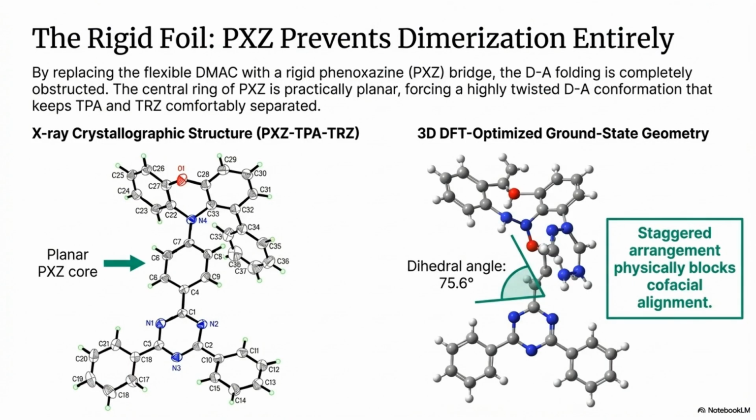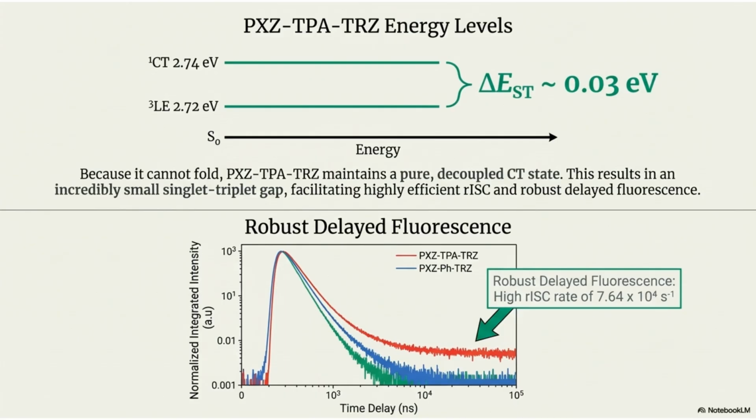Replacing the flexible DMAC with the rigid phenoxazine bridge, PXZ, completely prevents D-A folding. The planar PXZ core forces a highly twisted D-A conformation that keeps TPA and TRZ separated, preventing cofacial alignment. Since PXZ-TPA-TRZ cannot fold, it maintains a pure, decoupled CT state. This results in an incredibly small singlet-triplet gap of about 0.03 electron volts, facilitating highly efficient RISC and robust delayed fluorescence with a high RISC rate.